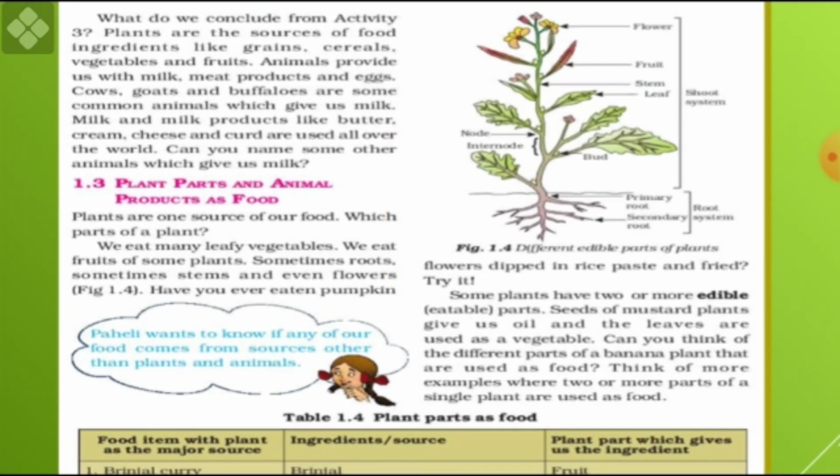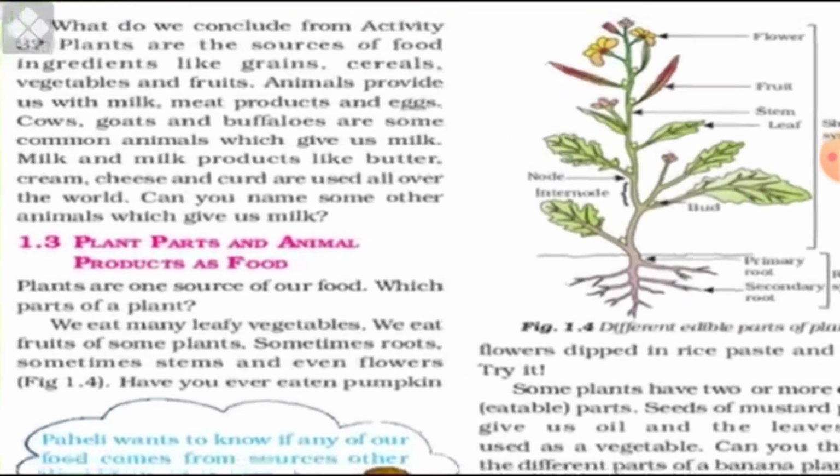So to conclude from activity 3, plants are the sources of food. Ingredients like grains, pulses, vegetables and fruits, we get all these from plants. Even animals provide us with milk, meat products and eggs. So which are the animals which give us milk? It's the cow, goat and buffalo.